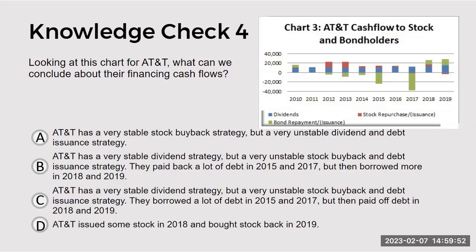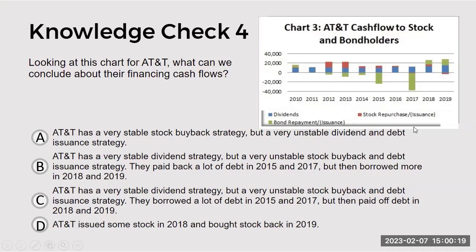So what did they do in 2017? Did they pay down debt or did they borrow money? Yeah, they borrowed here. That's borrowing. What did they do in 2012? Did they issue stock or buy back stock? They bought back stock. Okay. They have a very stable buyback strategy. Does that look stable to you? No. They have a very stable dividend policy. Does that look stable? Very stable. But a very unstable stock buyback and debt issuance.